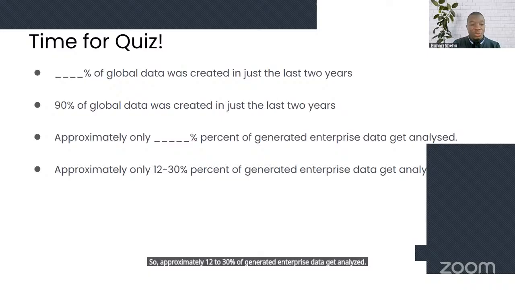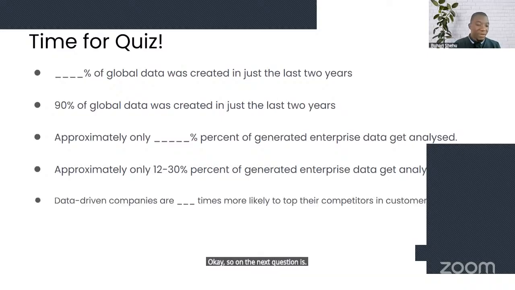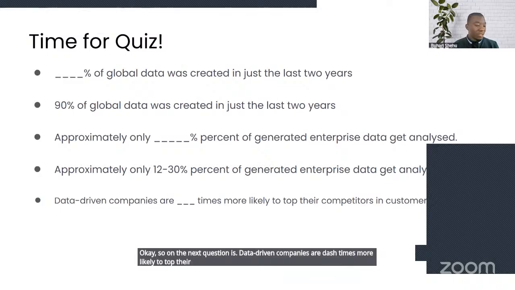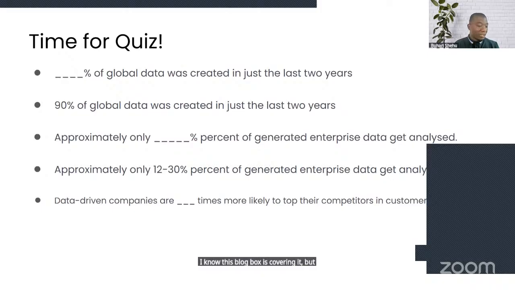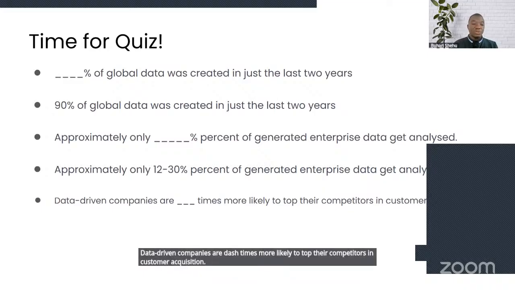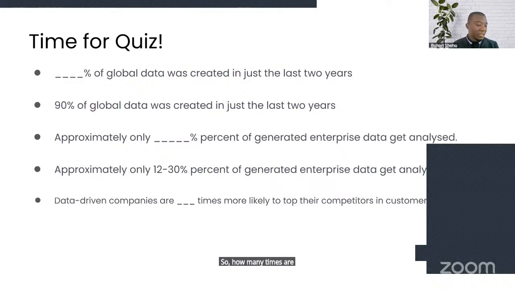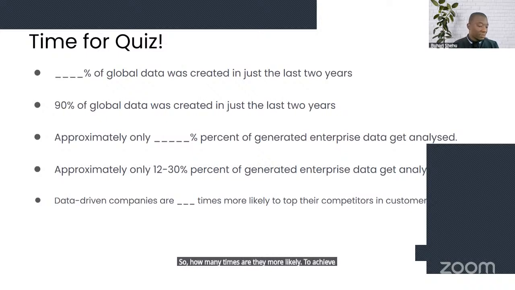Okay, so the next question is, data-driven companies are -times more likely to top their competitors in customer acquisition. I know this black box is covering it, but I have read it for you. So how many times are they more likely to achieve this objective? Some said 10, okay. Enola said 3 times, okay, that's 300%. David said 4 times, okay, good one.